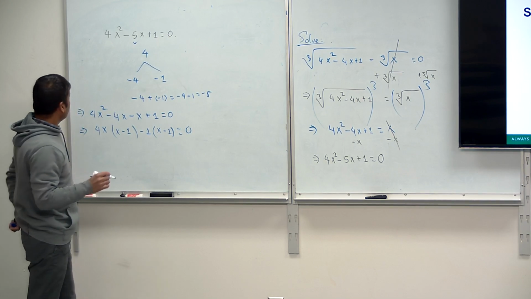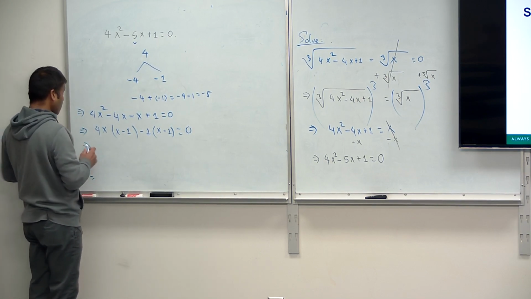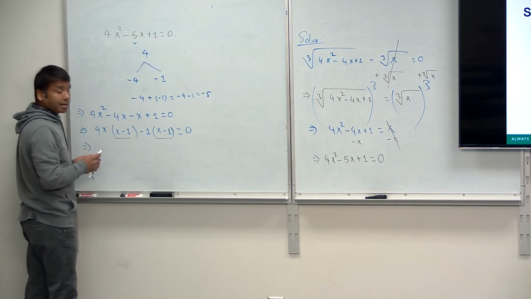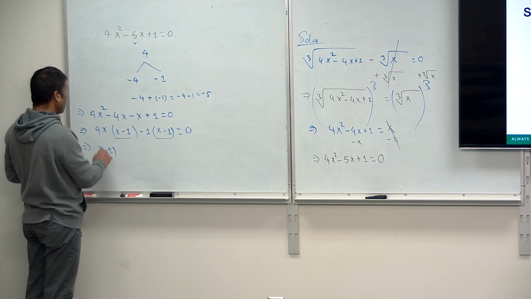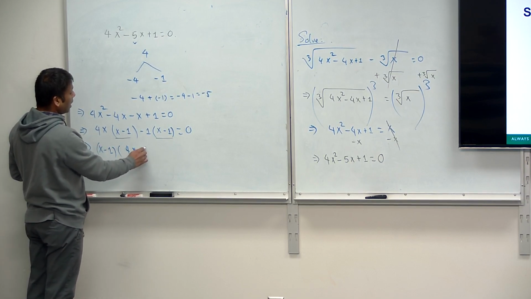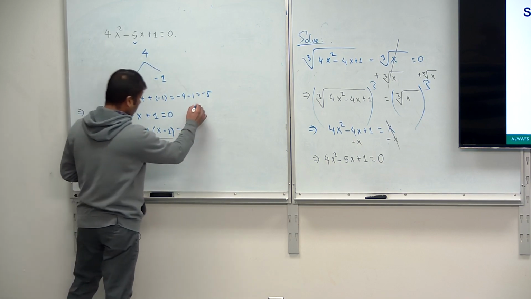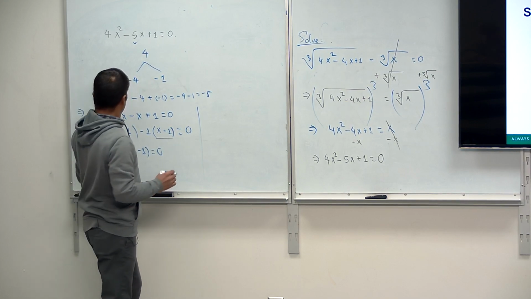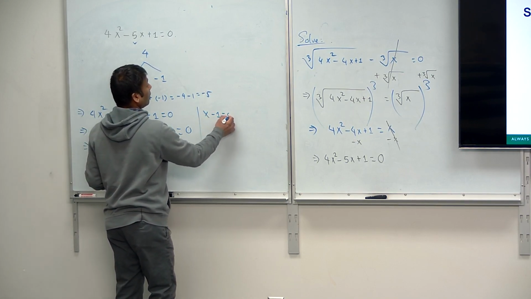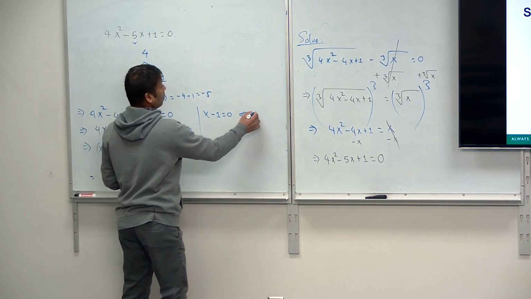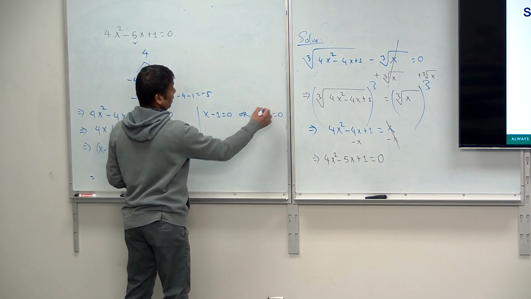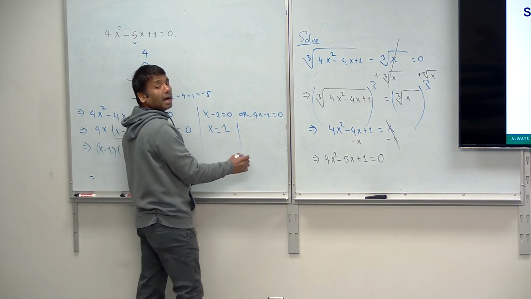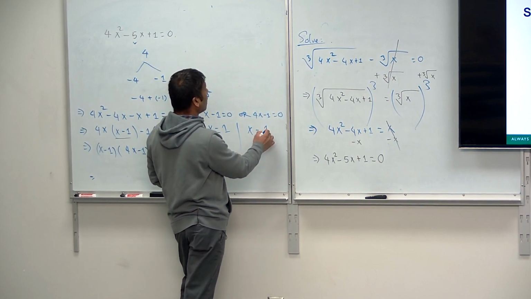Right? So now again, you see this x minus 1 and x minus 1, this is a common factor, right? So you factor out x minus 1, and you have 4x minus 1 equal to 0. So you use the zero factor property, right? So it's going to be x minus 1 equal to 0 or 4x minus 1 equal to 0. So this will give you x equal to 1, and this will give you x equal to 1 over 4. Agree?